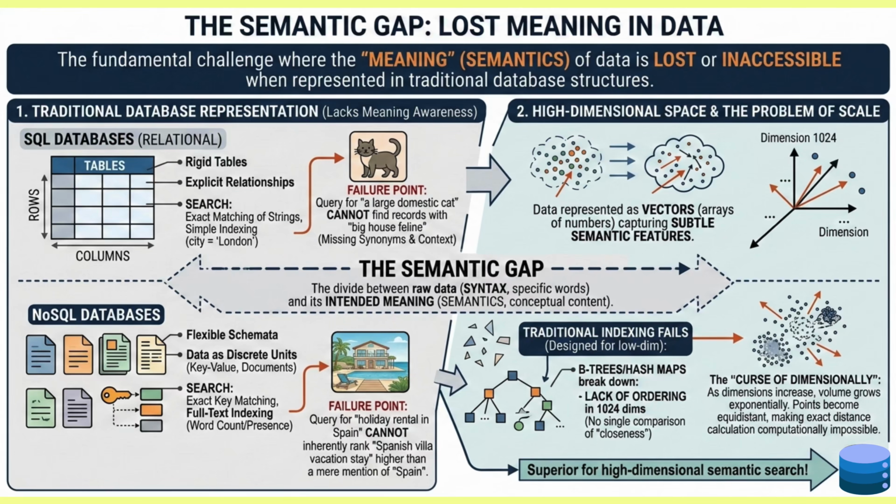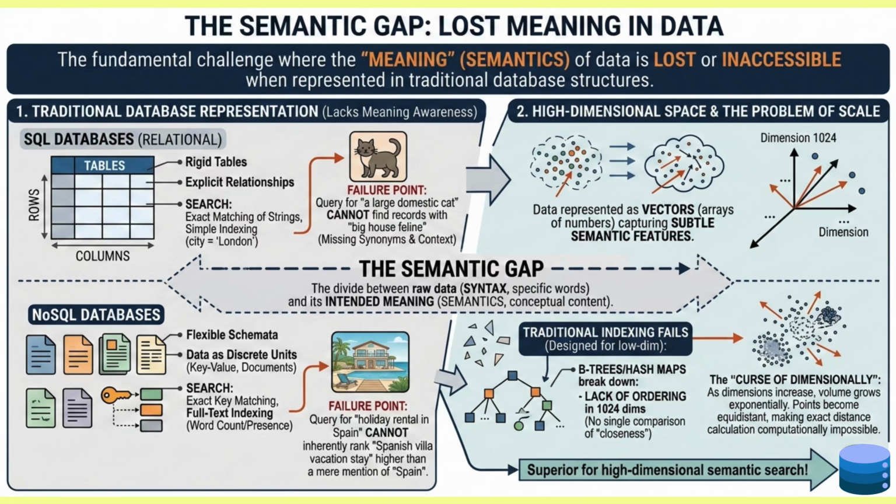Now let's have a look at how traditional databases represent our data. So first, let's talk about SQL databases. The data is stored in rigid tables, rows, and columns. Relationships are explicit, defined by keys and foreign keys. Search operates primarily on exact matching of string values or simple indexing of individual column properties. For example, finding all users where the city equals London. Now, what is the failure point in this?